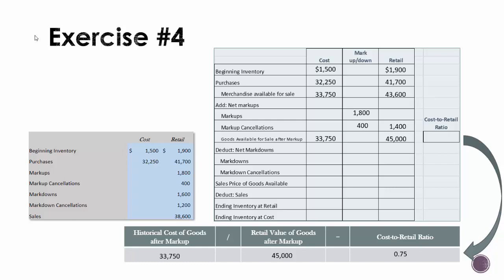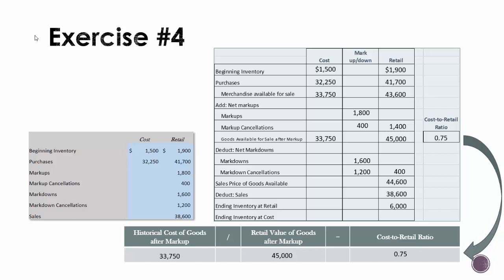We factored in our markups, so now let's factor in our markdowns. Their markdowns were $1,600. They canceled $1,200 of those markdowns, which means their net markdowns were only $400. A markdown lowers retail price, so let's subtract those net markdowns from our retail value of inventory. Our sales price of goods available should be $44,600. Subtract from that our sales of $38,600, and the company has $6,000 worth of inventory on hand at retail.